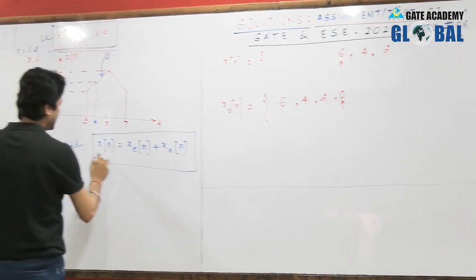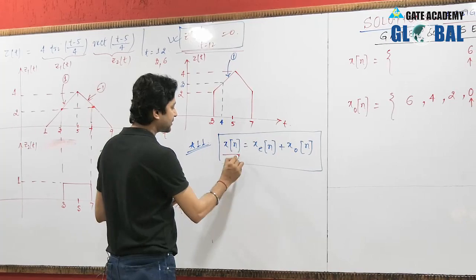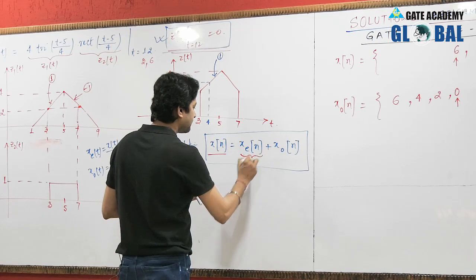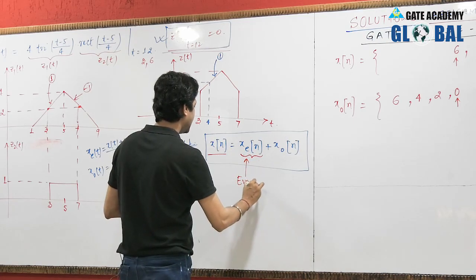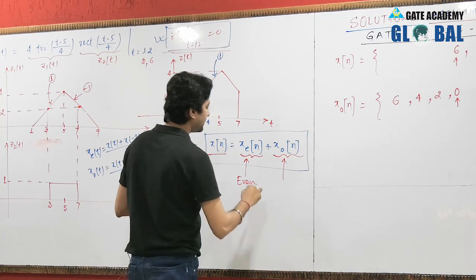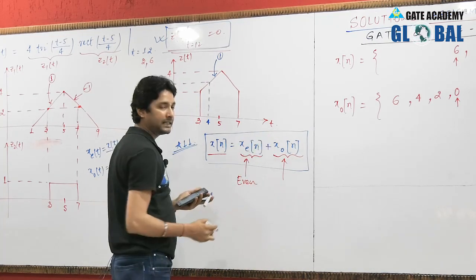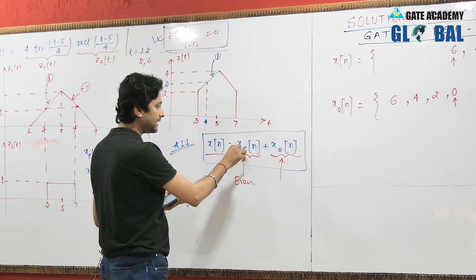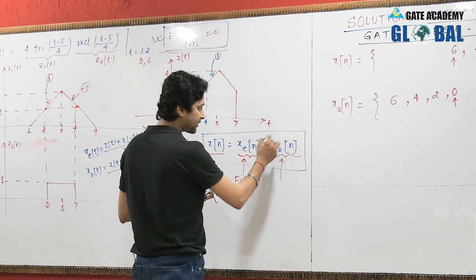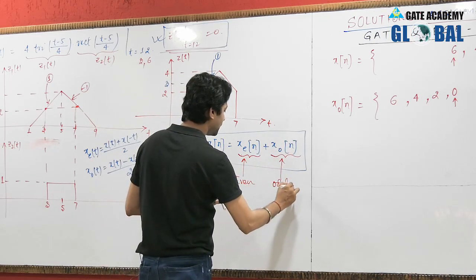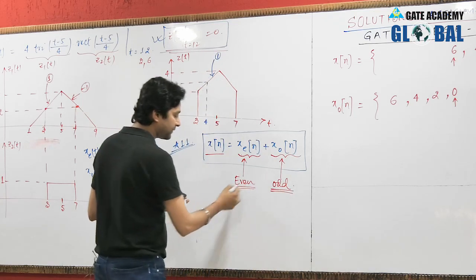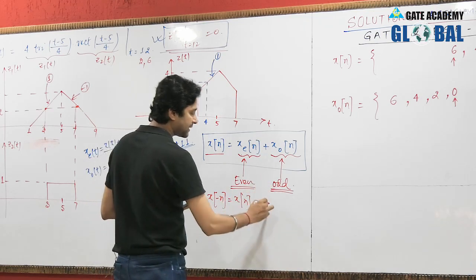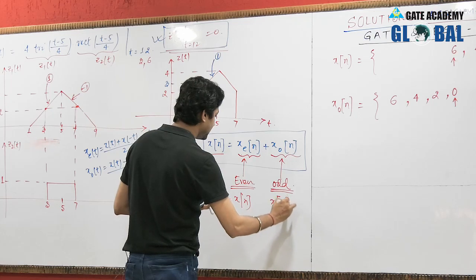Now, if any signal x of n can be written in terms of even and odd parts, then these even and odd parts must be even and odd functions. That is why they are named the even part and odd part. The even part of any function will in itself be an even function, and x odd of n is always going to be an odd function. From the property of even and odd functions, you know that if the signal is even, then x of minus n is x of n, and if the signal is odd, then x of minus n is minus x of n.